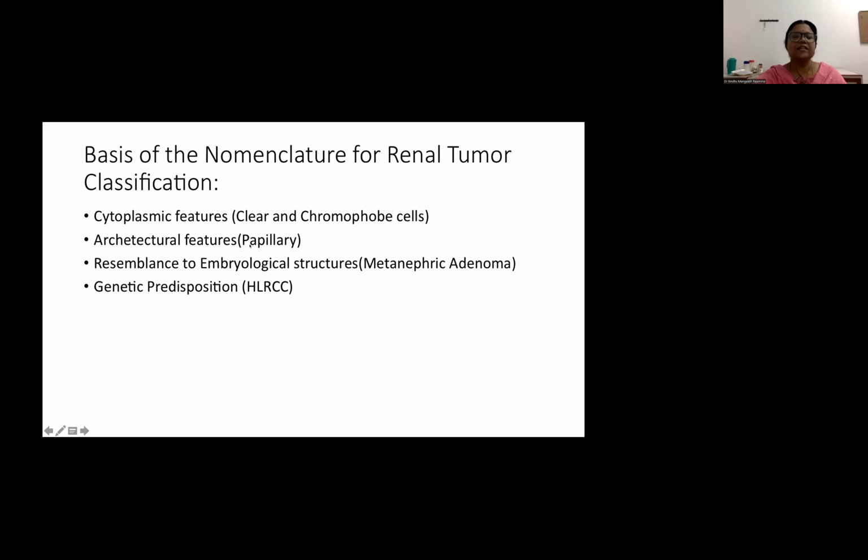And the second parameter would be we would be looking at the architectural feature. Any tumor which forms a papillary architecture, the tumor cells arranged in the form of finger-like projections, we call it a papillary tumor. And there are a subset of tumors which have got resemblance to the embryological structures. And in the kidney, that subset of tumors is the metanephric adenoma. And there are a subset or a long list of tumors, especially in the latest WHO, which show a genetic predisposition.